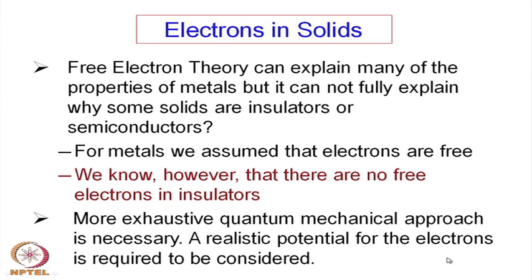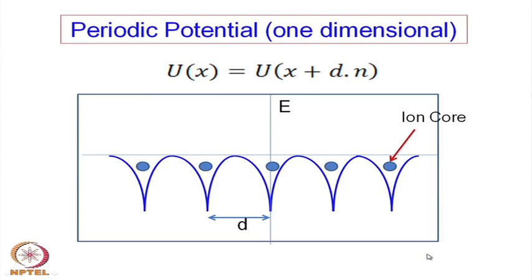A more exhaustive quantum mechanical approach is necessary. A realistic potential for electrons is required to be considered. So, what is that realistic potential? Well, in the free electron theory we have considered that the potential is constant. In fact, in this band model it has been assumed that the potential is really not constant, which now everybody believes is more realistic.